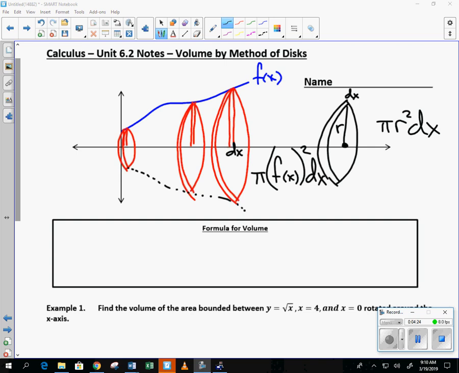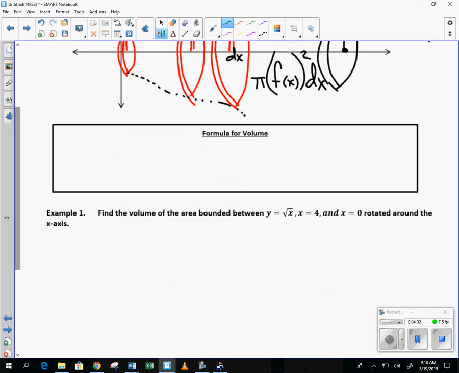Now, that's just one of the disks. How many disks do you think we actually generate? An infinite number. How do we add up an infinite number of things? You slap on an integral. See how ridiculous that sounds? We go from doing one to doing an infinite number. You're like, oh, no big deal, just put the integral there. Well, that's a big deal. So I've got pi. We like to write the pi on the outside. The function squared dx, and we go from a to b, whatever the bounds are.